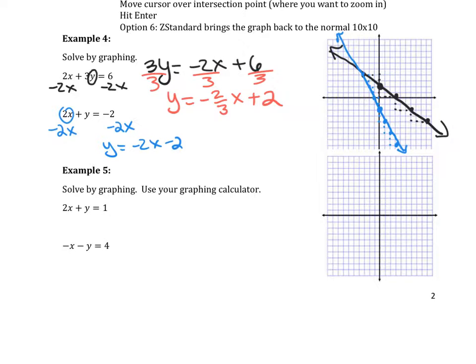Okay, in y1, we're gonna type in our first one. So negative, fractions go in parentheses. So negative parentheses, 2 divided by 3, close the parentheses. X, remember your X key's under mode, plus 2. Then go down to y2, then we have negative 2x minus 2.